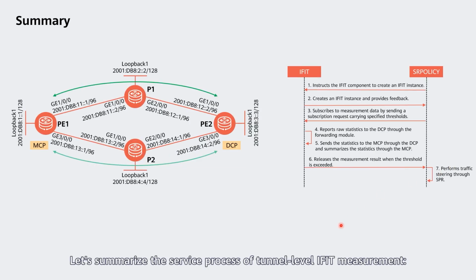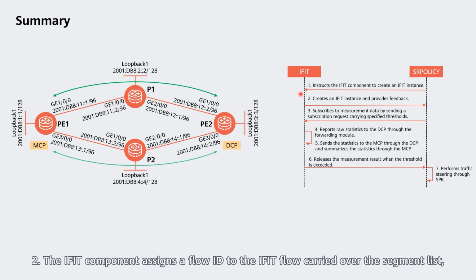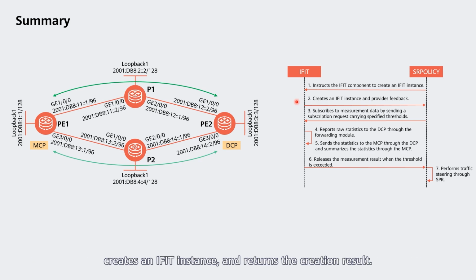Let's summarize the service process of tunnel-level IFIT measurement. 1. After we enable IFIT packet loss measurement and delay measurement in the SRv6 TE policy view, the SR policy component instructs the IFIT component to create an IFIT instance when creating a segment list. The instance carries the segment list, measurement parameters, and peer IPv6 address. 2. The IFIT component assigns a flow ID to the IFIT flow carried over the segment list, creates an IFIT instance, and returns the creation result.